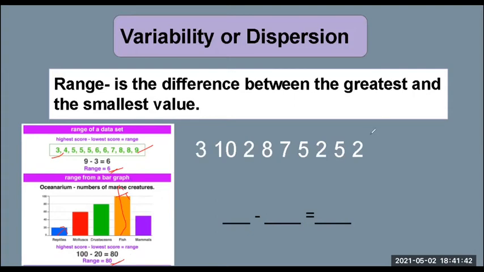So let's try our data. We have the data 3, 10, 2, 8, 7, 5, 2, 5, 2, the example that we have in the MCT a while ago. Our largest value in here is, as you can see, number 10. So 10 minus the smallest value, which is 2, will be 8. Our range is 8.